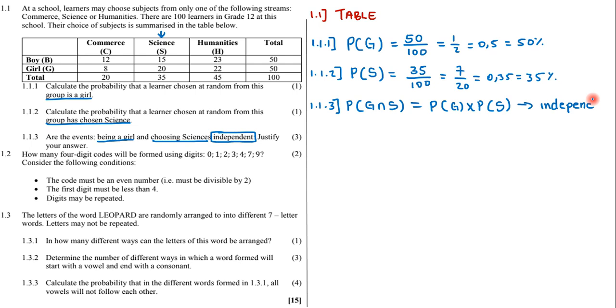All right. Now, if this is not equal to that, then it means they are dependent on one another. Basically, that's what this means. Okay, so now here already I know what is the probability of girl and the probability of science. So the first thing that I'm going to do is calculate the product of these two. So I have 0,5 for girl, multiply 0,35.